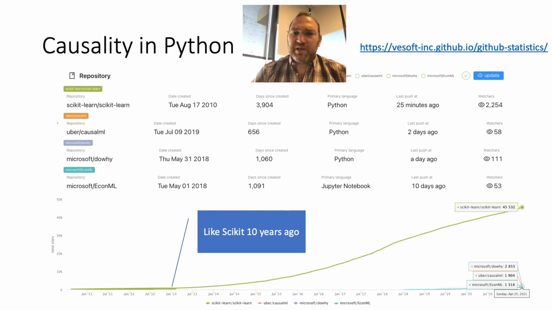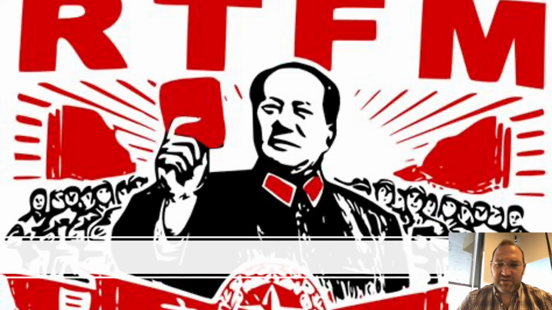You can see the popularity is much lower than scikit-learn. On the y-axis you have the total number of stars. You can see scikit-learn has about 45,000, and all the other packages are much lower in their popularity. I guess my video here hides the information, but believe me, the number of stars is very low.